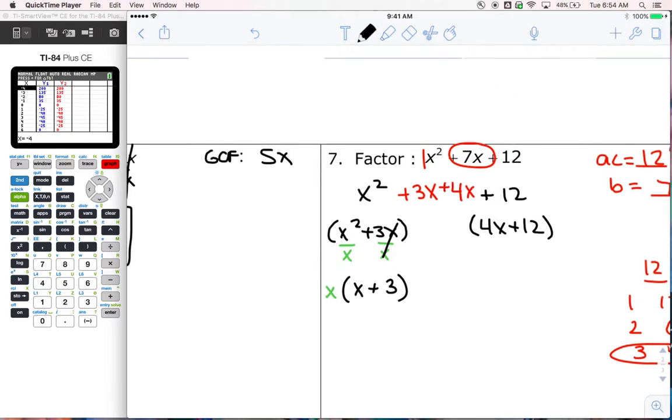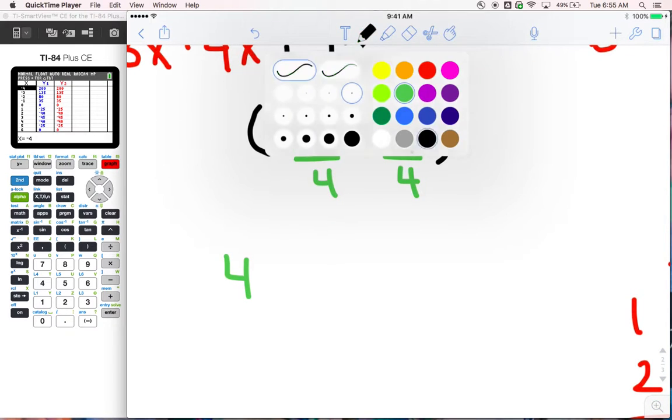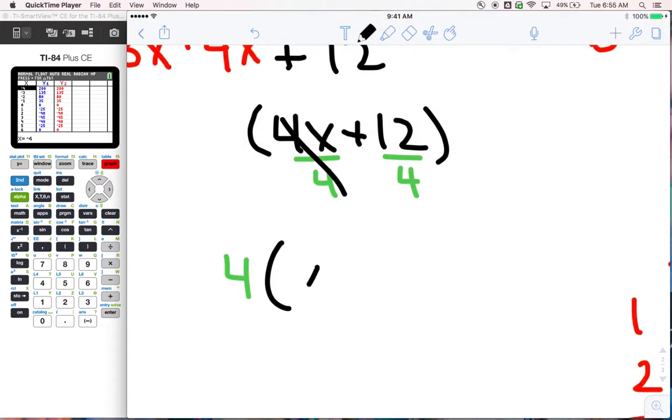Do the same thing for the other group. Remember, they're not related right now. You're looking at them separately. So my greatest common factor for this group is just 4. Divide it out, put it outside, and figure out what's left over. So in that case, it's going to be x plus 3.